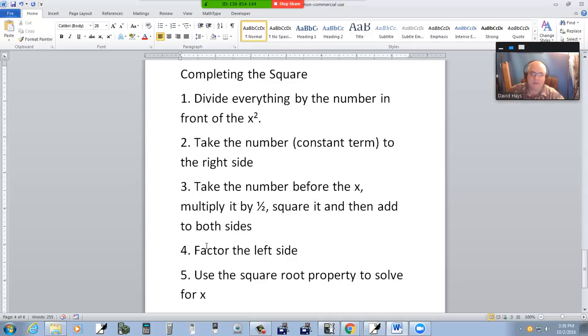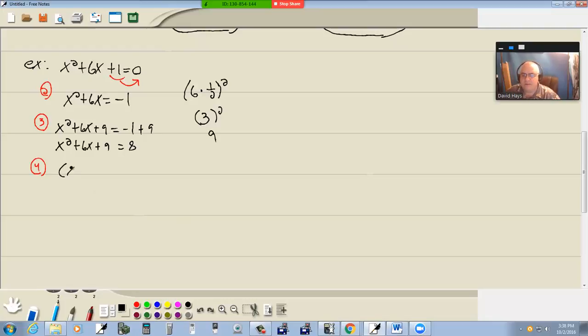Step 4, back to the left side. This factors as x plus 3 squared. Now I'm not a factoring genius or anything. It's just whatever number's right here, for a square, sign included, is what always goes down here. So there is no factoring involved really.